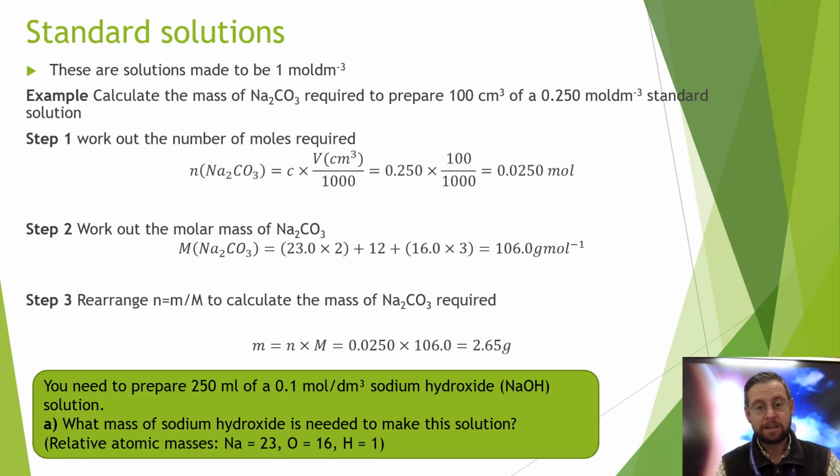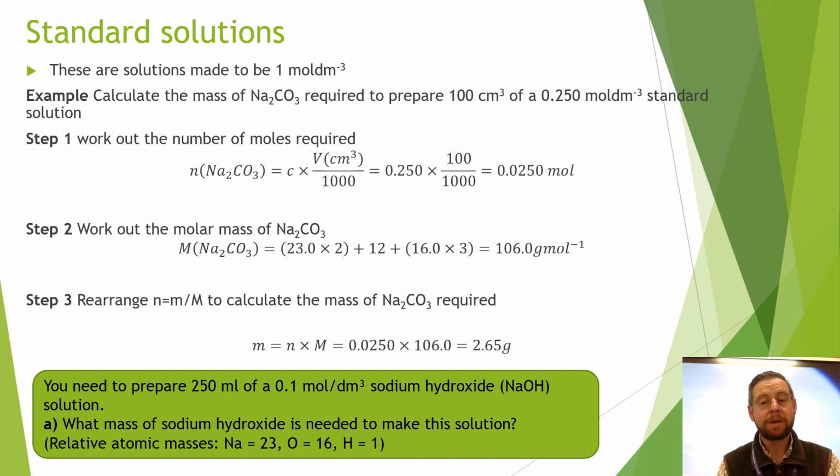So the very first thing we need to do is work out how many moles are required. If we've got 100 centimetres cubed, we do the concentration that's required times the volume. And so we've got 0.25 times 100 centimetres cubed divided by 1,000, which equals 0.025 moles needed. Now, we want to know how many grams of sodium carbonate this is. The next thing to do is to work out what the molar mass of sodium carbonate is.